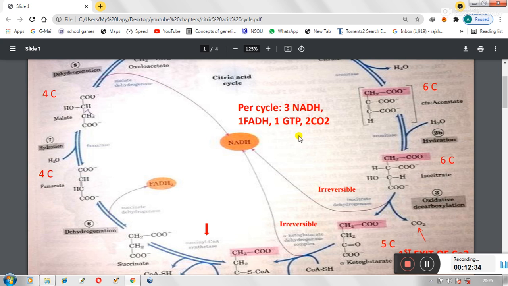Questions will be asked in that sense: in which step carbon dioxide is released, in which step FADH2 is produced, in which step NADH is produced, in which step H2 molecules are required, and in which step they are not required. If we discuss it in a multi-directional way, including the steps of substrate level phosphorylation, which is the step from succinyl coenzyme A to succinate, we can answer all the questions from this cycle.